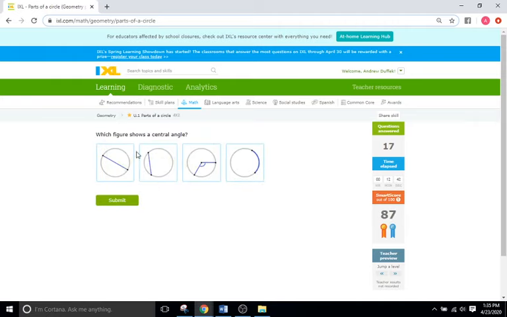Which figure shows a central angle? So we're here with diameter, chord, central angle, and then minor arc. Which figure shows an arc? Sector, arc, radius, and central angle.